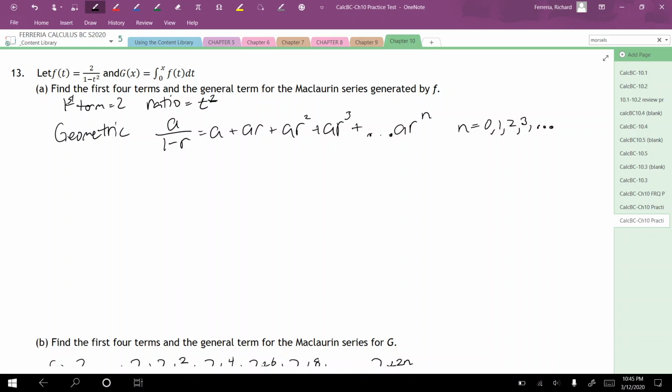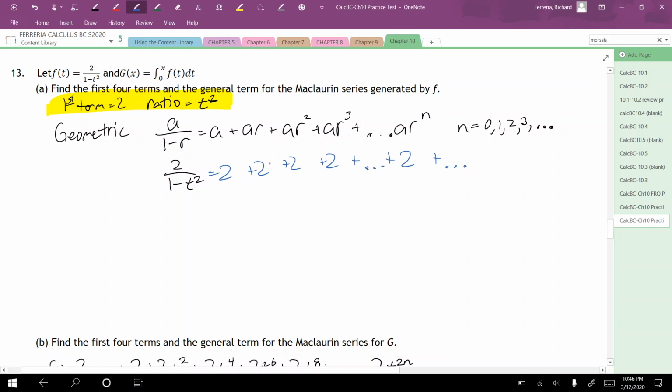And if we apply that to what we see from their geometric sum, 2 over 1 minus t squared, you'll get this nice result, which someone really nice wrote for you. The first term is 2 and the ratio is t squared. So we're just going to fill in. Anytime I see an a, I'm going to put a 2. Anytime I see an r, I'm going to put a t squared.